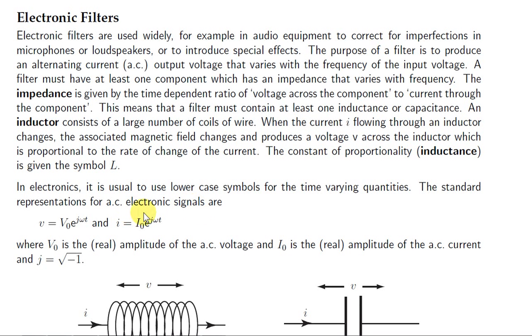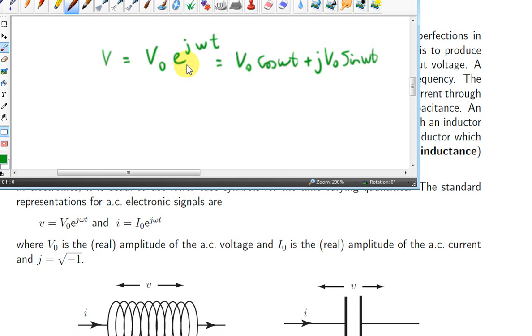For AC electronic signals, the voltage V is represented using this complex number here. V0 is the amplitude of the AC voltage. j is the square root of -1. Omega is the angular frequency of the signal. We can use Euler's rule to write this in terms of sinusoidal functions. So e to the j omega t is just cos omega t plus j sin omega t. So we're interested in the real part of this if we want the voltage V at any time.